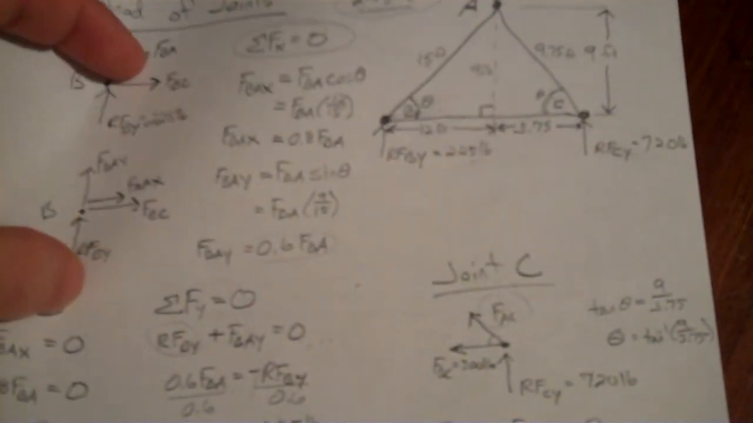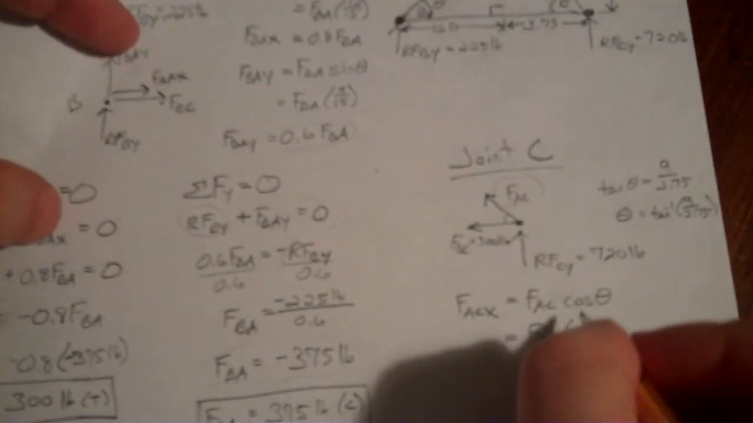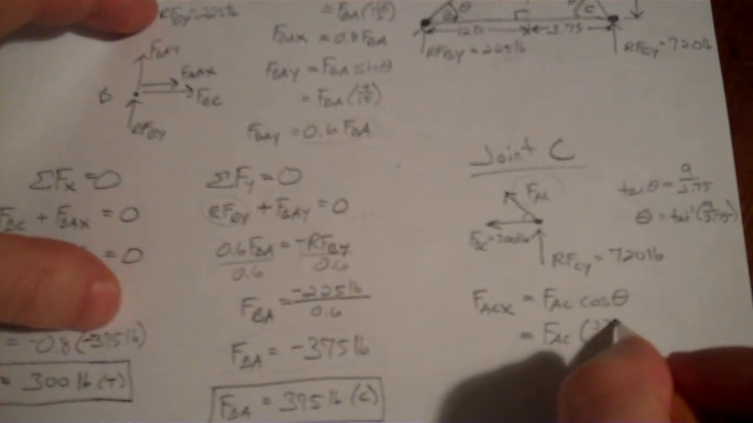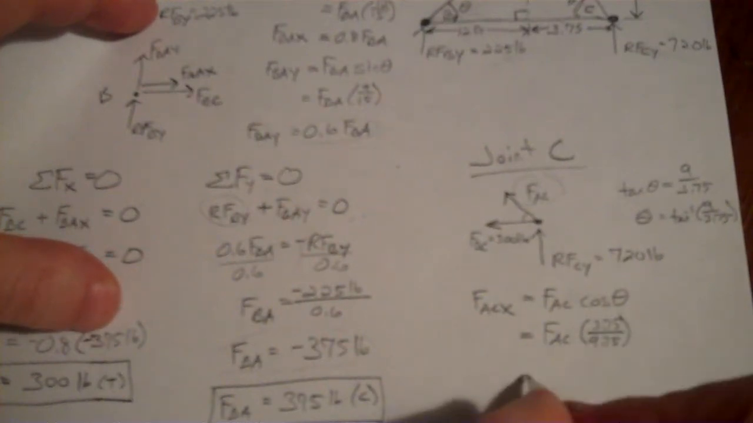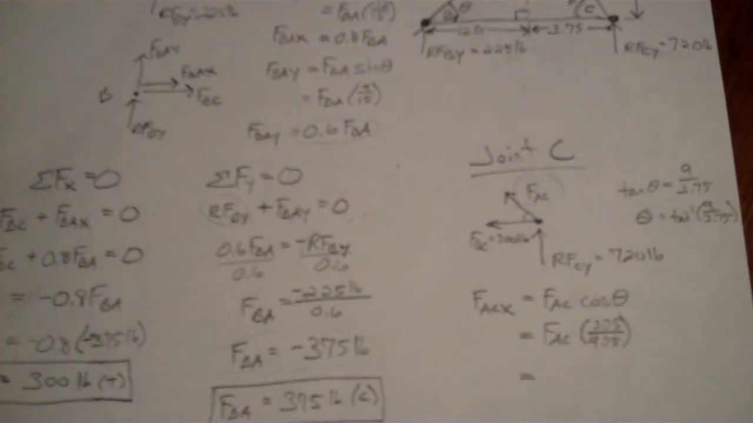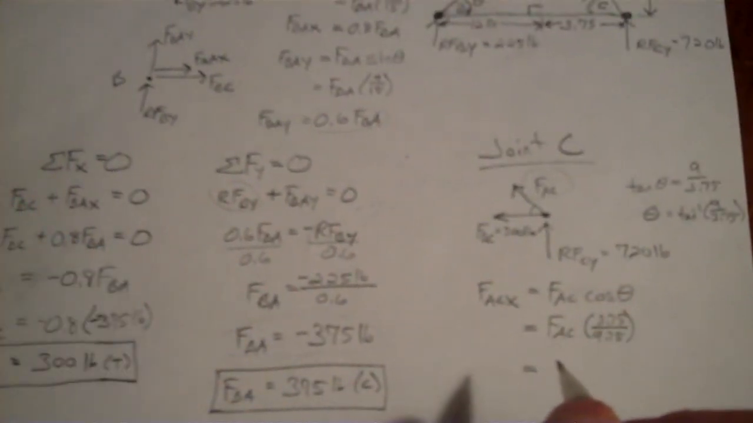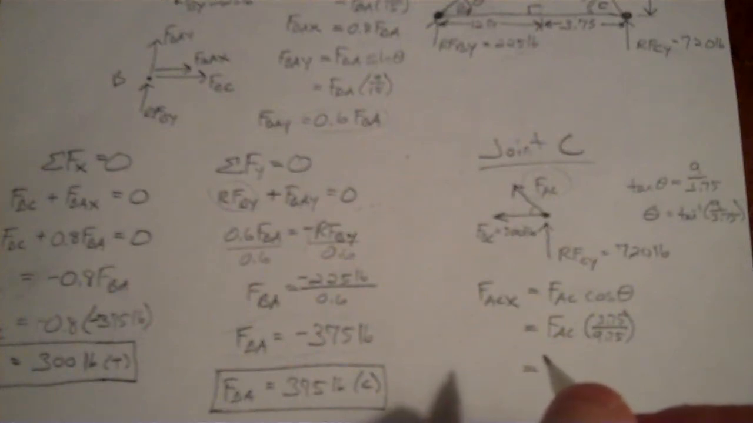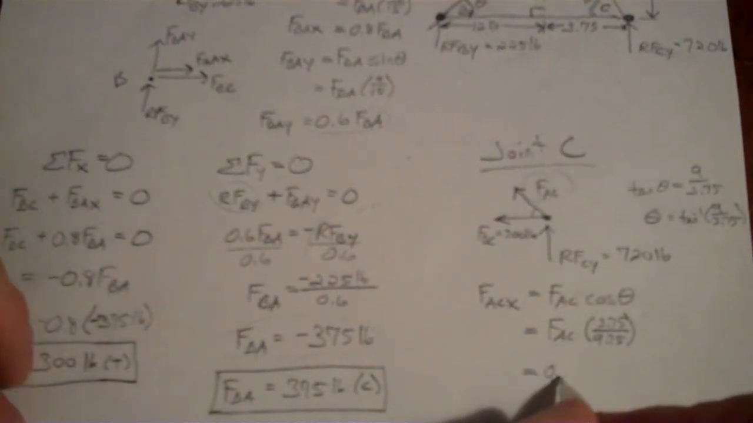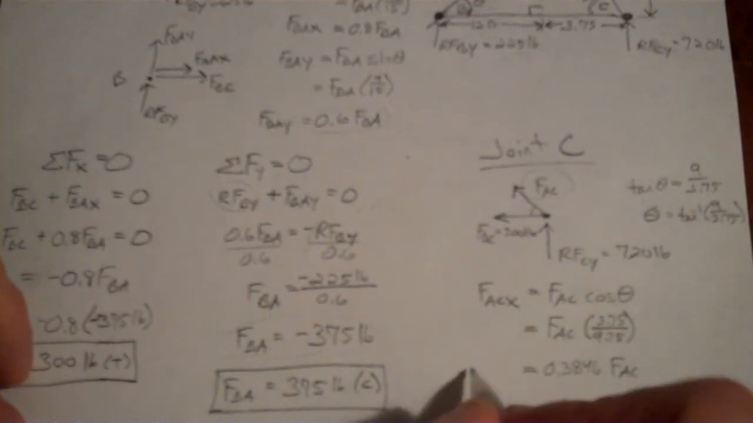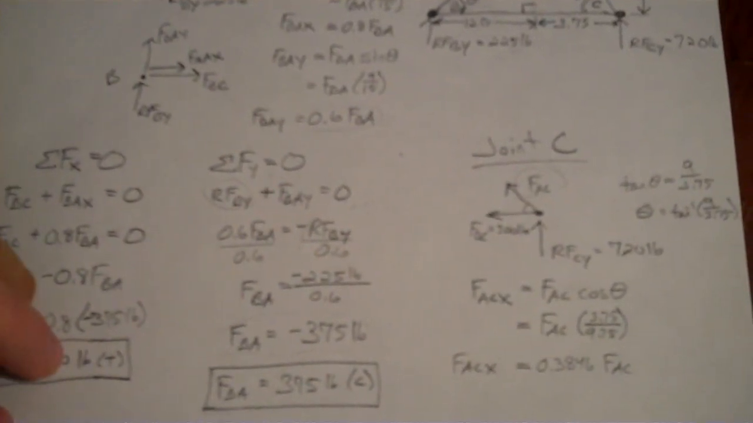So now that I know that, I can apply that, because I need the cosine of theta, adjacent over hypotenuse. The adjacent is 3.75, hypotenuse is 9.75, so FAC times 3.75 over 9.75. So if I divide that out, I get 0.38 something. I'll take it out to 4 decimals, 0.3846. That's more than enough. FAC, and that's again FACX. That's a component in that direction.